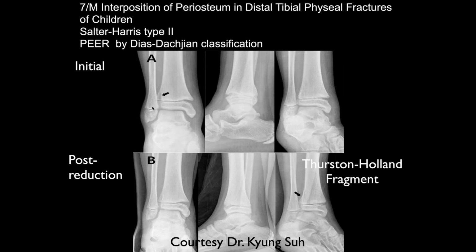Okay, Jennifer. So we have a 7-year-old male who had interposition of the periosteum in a distal tibia Salter-Harris fracture. On the initial exam, we can see cortical irregularity in the distal tibia metaphysis region. And then here we have post-reduction. There's a little bit improved cortical step-off, but we can still see the fracture plane.